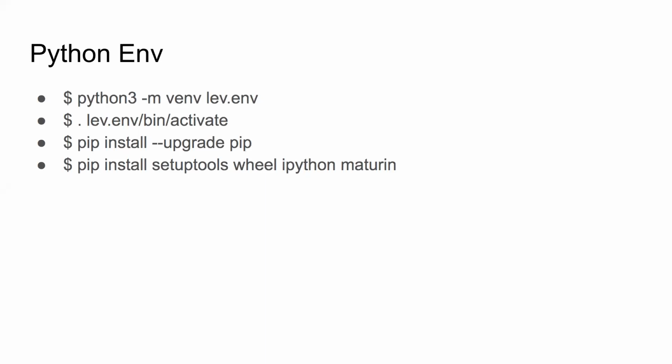So here's how we set up our environment. We make a Python env, we activate it, we immediately upgrade pip, and then install setuptools, wheel, IPython, and Maturin. Maturin is the build tool that understands Cargo.toml files and the PyO3 library to build wheels for you.